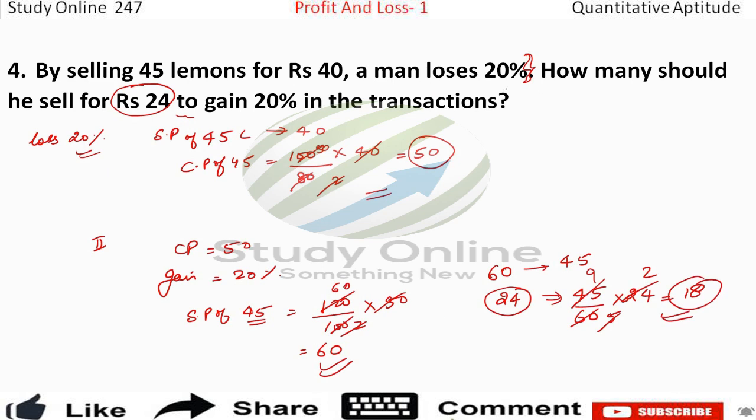In this, there are two scenarios. The first scenario ends up here. The second scenario is till the end. In the first scenario, the selling price of 25 lemons is given and the loss is given. 45 lemons is given, the loss is given. So we can calculate the cost price of 45 lemons.